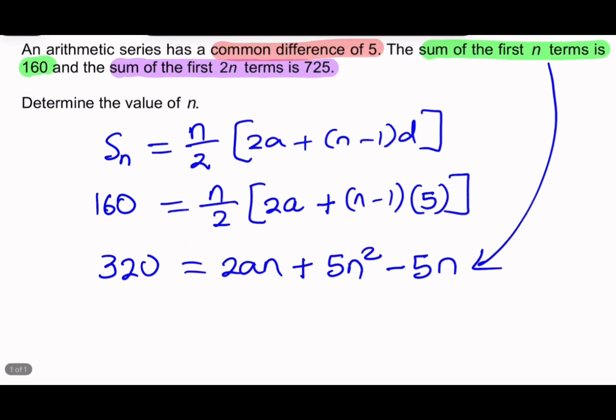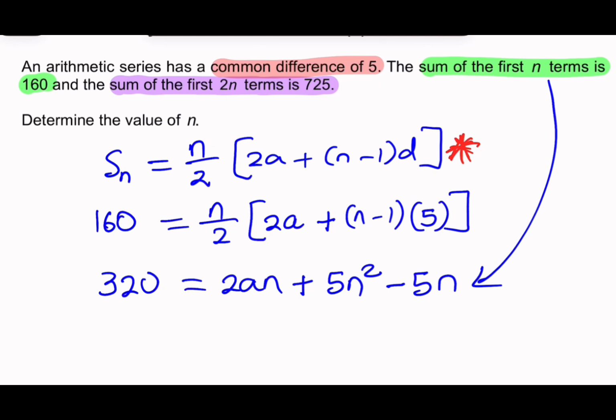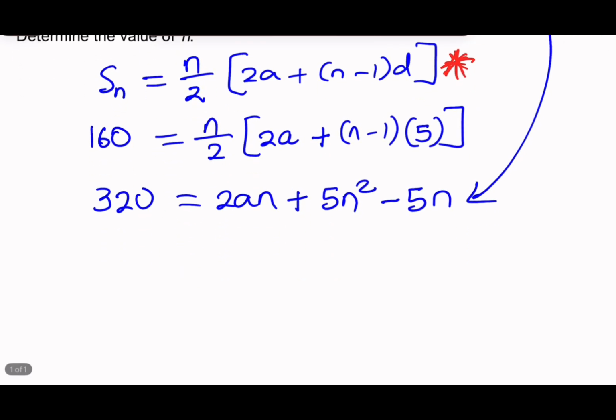Luckily, I have another piece of information which I can use to create another equation, and that is the sum of the first 2n terms. That simply means it's the same as this thing, but now I have to replace n with 2n, 2n and 2n. I follow the same blueprint. So S2n is equal to, instead of n, 2n over 2, times 2a plus, instead of n minus 1, 2n minus 1, times d.